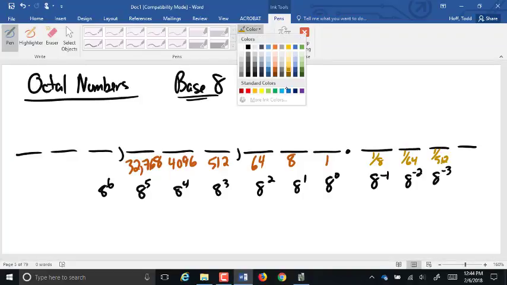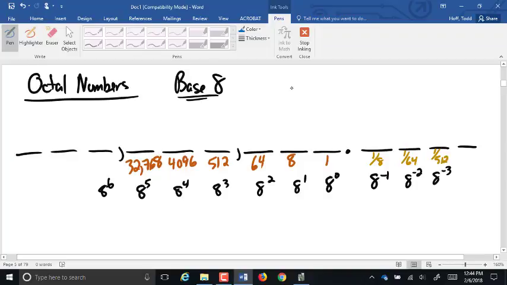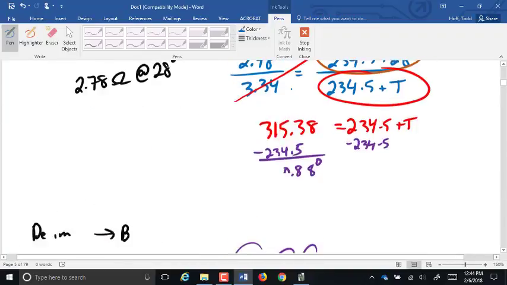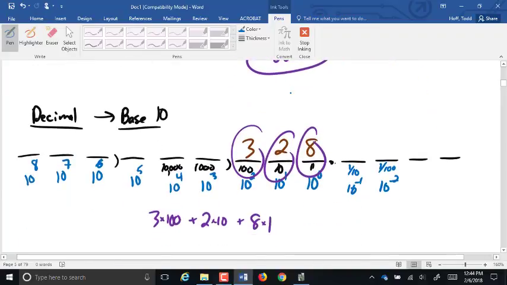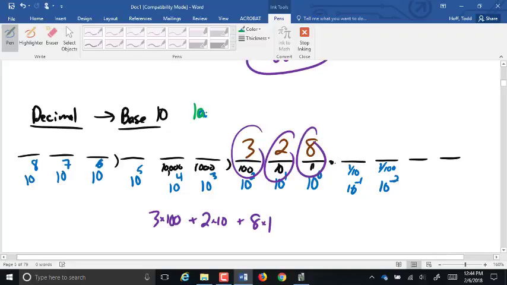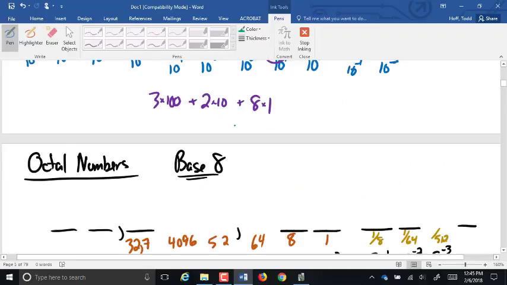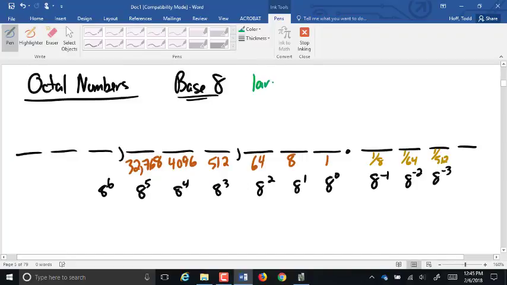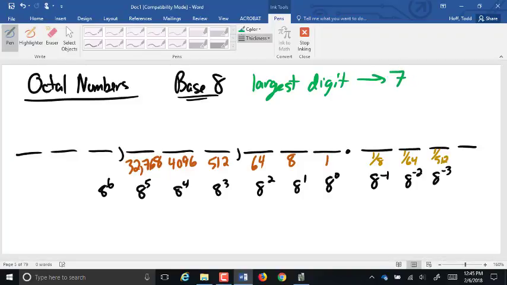So if I give you the octal number, now first of all, I should point out here, in base 10, what's the largest digit I can have in any place value? It's a 9. Very good. One less than 10. In base 8, what do you think the largest digit is going to be? 7. Good. Because at 8, it would carry over into the next place value.